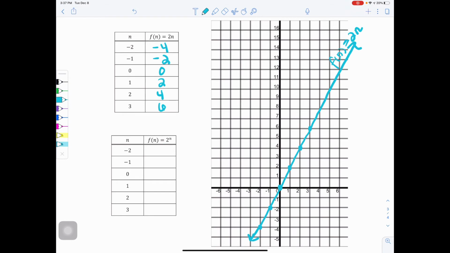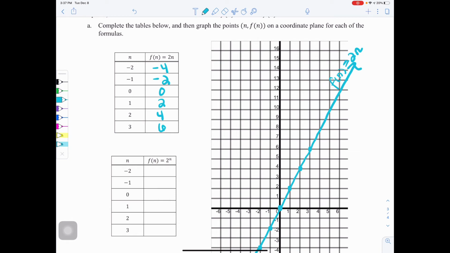Now, why did it turn out linear? Well, if we take a look, this was adding 2 every single time that simultaneously we were adding 1 on the other side. So we think about rate of change and slope that we've learned about in the past, that ratio stays 2 over 1 as a constant rate of change the entire time. Now let's look at f of n equals 2 to the n.